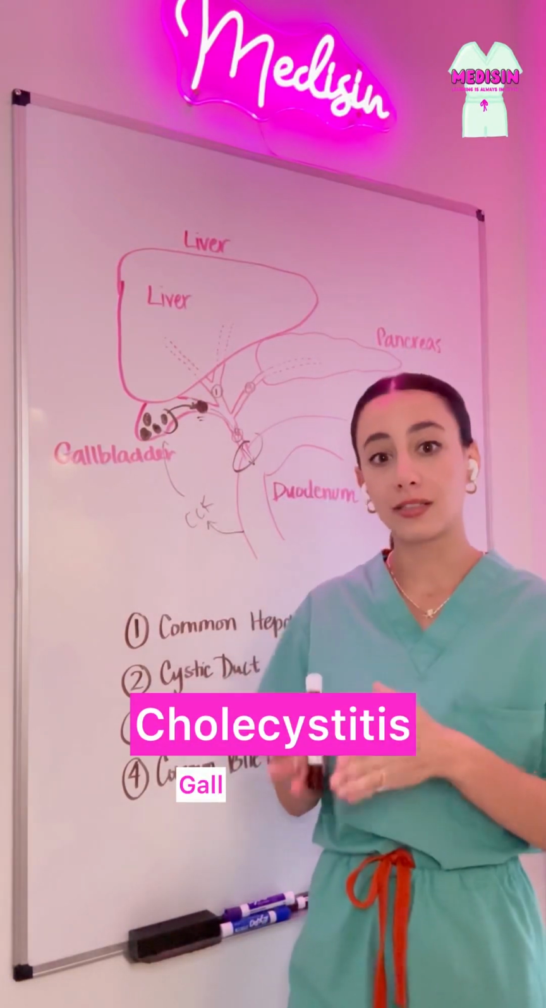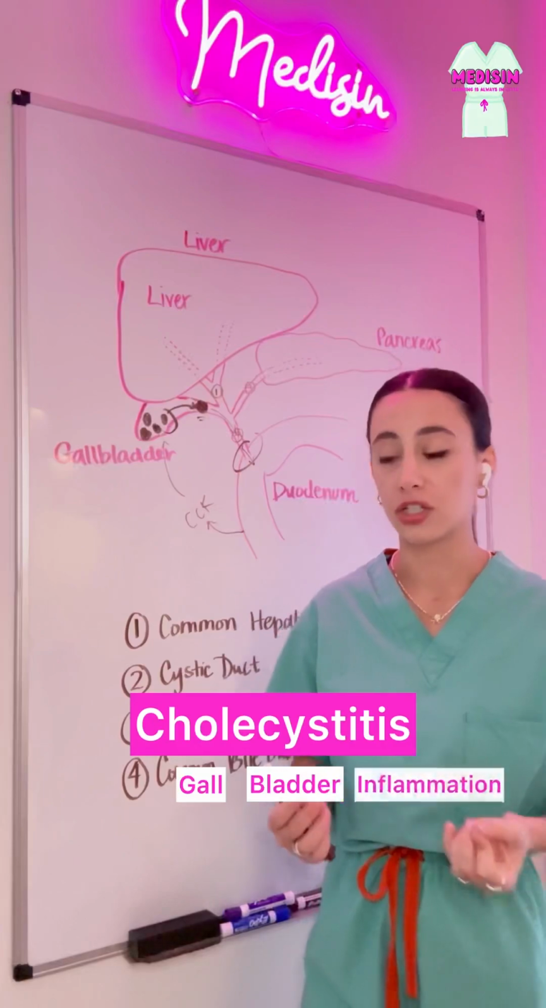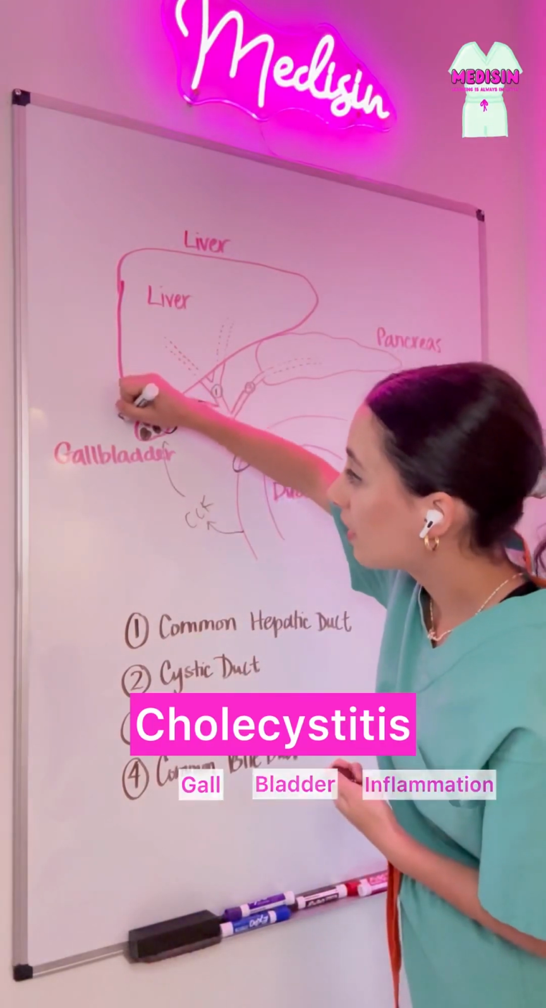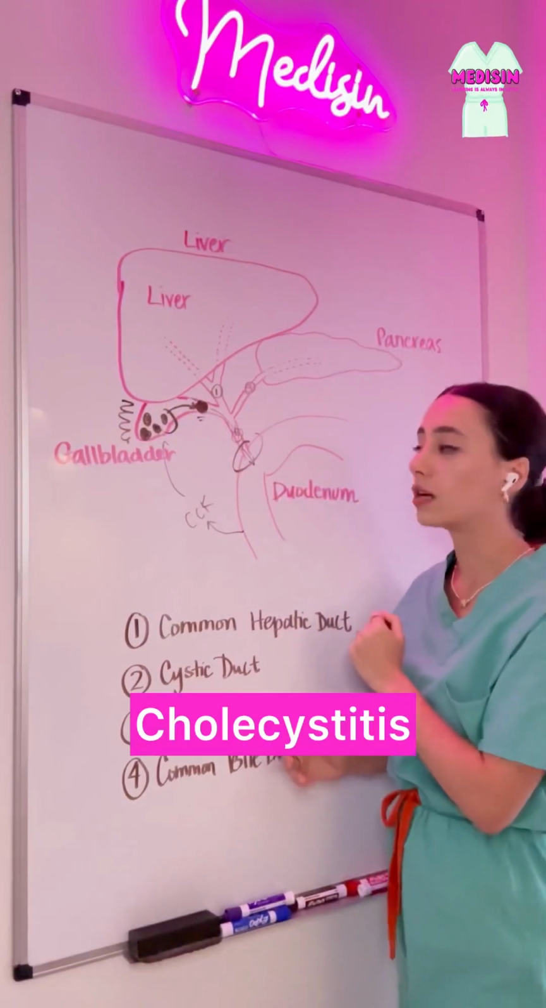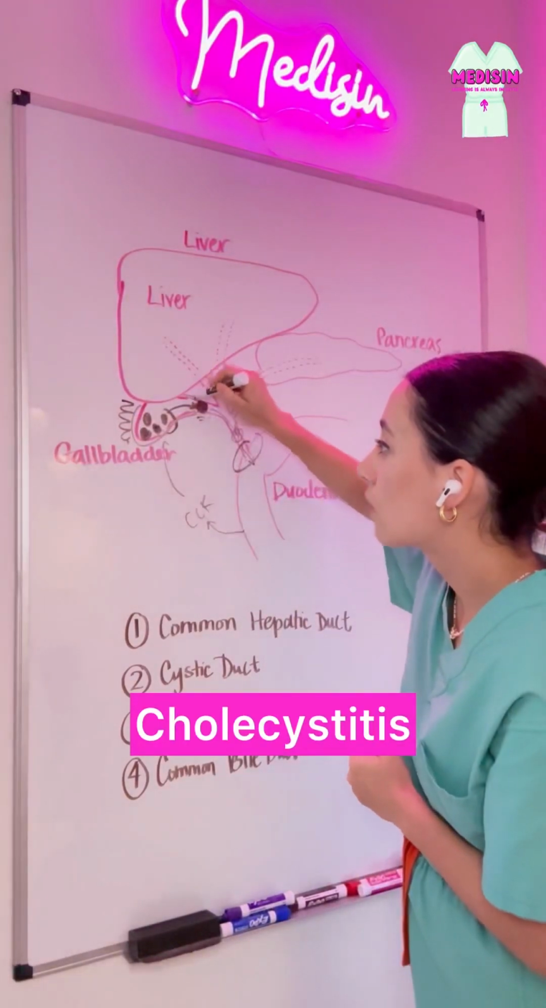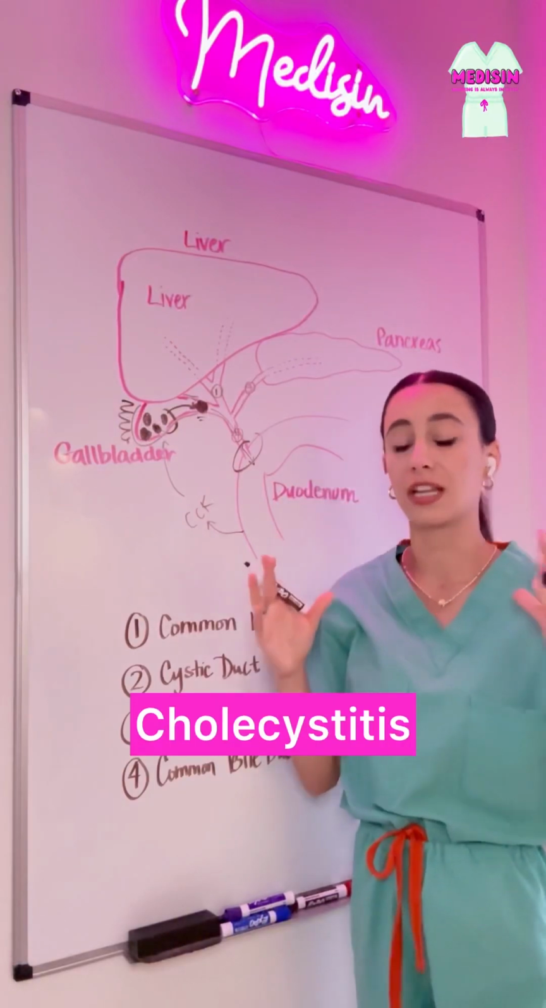Chole means gall, cyst means bladder, itis is inflammation. Cholecystitis is an inflammation of the gallbladder. Why does it happen? This stone gets stuck here permanently, which means this area right here is going to get backed up and just inflamed.